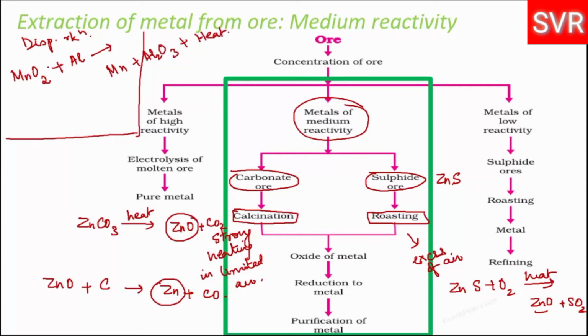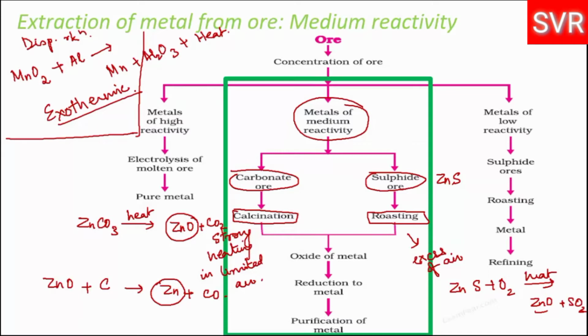But the only thing is that in these kind of displacement reactions, they are highly exothermic. That means a lot of heat energy is produced. In fact, so much heat energy is produced that the metals are produced in molten state. So that's like one major difference. But otherwise, I hope you understood it, right?